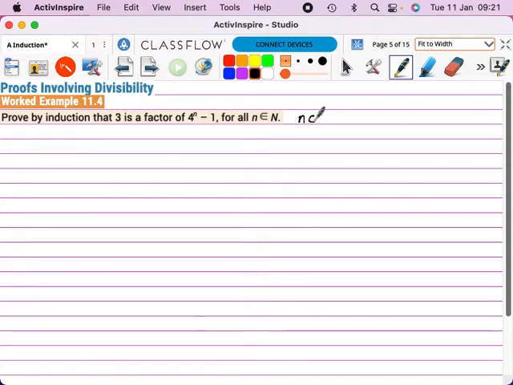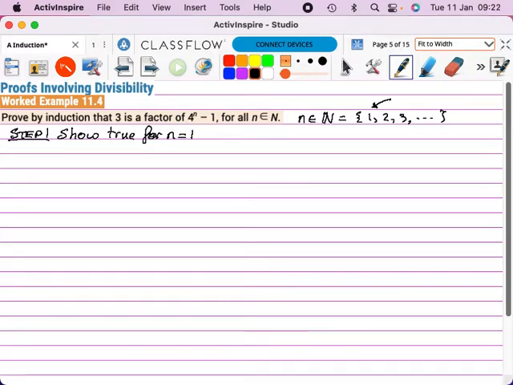What they've given us is that n belongs to the set of natural numbers, and we know that the set of natural numbers is 1, 2, 3, going on forever, and we know that the smallest value of n that we have to use is n equals 1. So therefore, when we come over here to step 1, which is show true for the smallest value of n, show true for n is equal to 1.